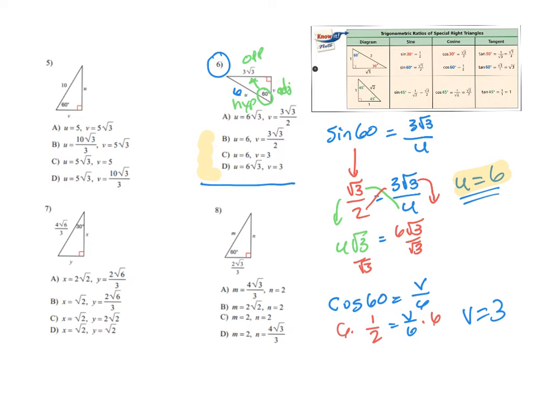And hopefully that's one of our choices. u equals 6, v equals 3. And it is. It's letter C again. So that's not very interesting if 2 of our answers are already letter C, but it is. So this one's letter C. Okay. 2 down, 2 to go. Let's attack number 7 on the next slide.